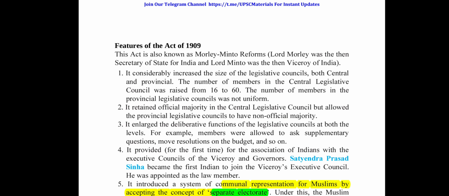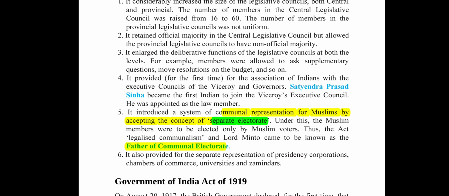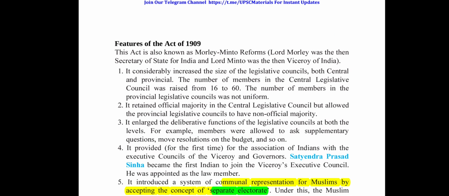This is known as the Morley-Minto Reforms because at that time Lord Morley was the Secretary of State and Lord Minto was the Viceroy of India. This is important information for the exam. It has about 6 important points, and we will see them one by one.